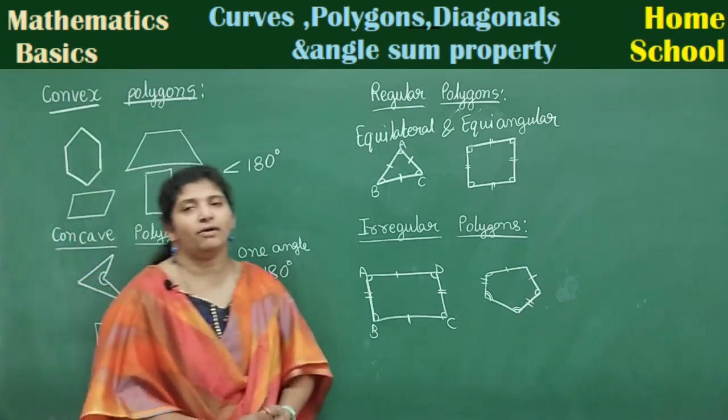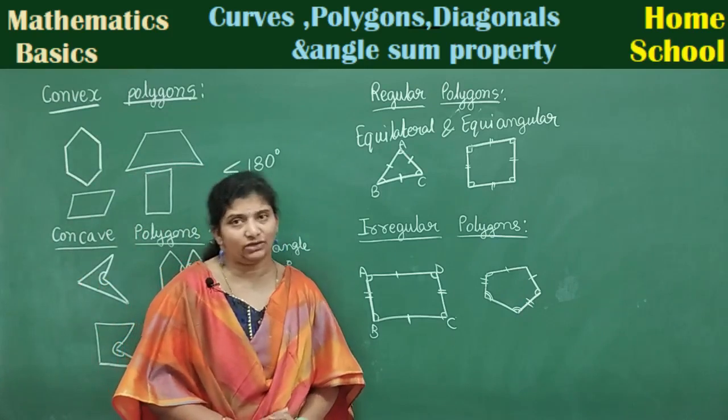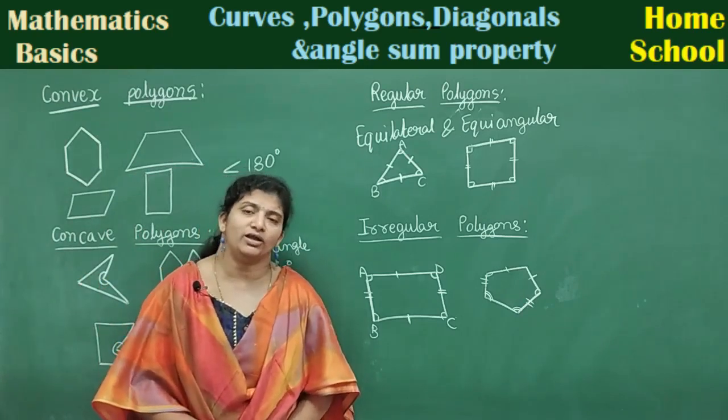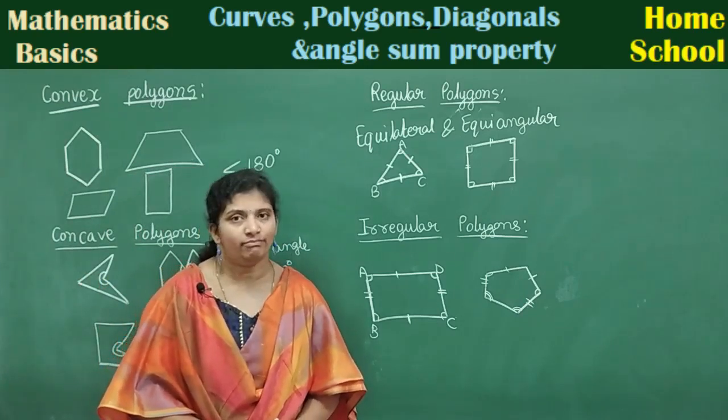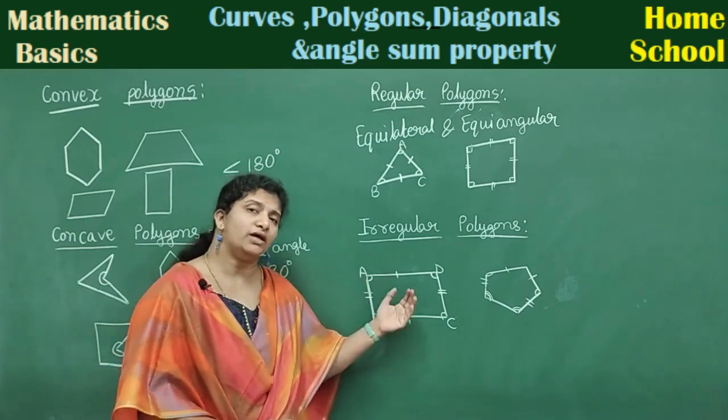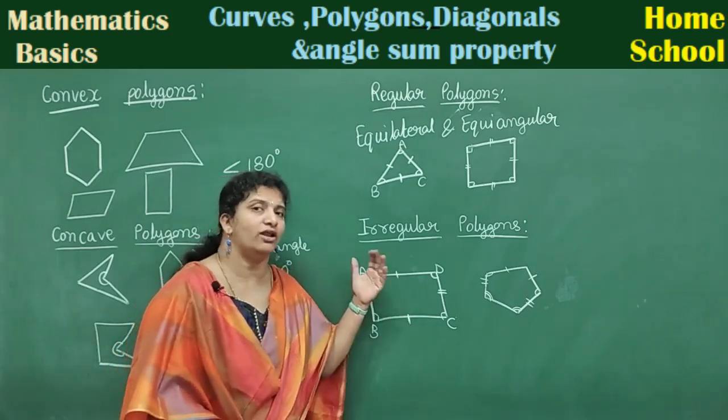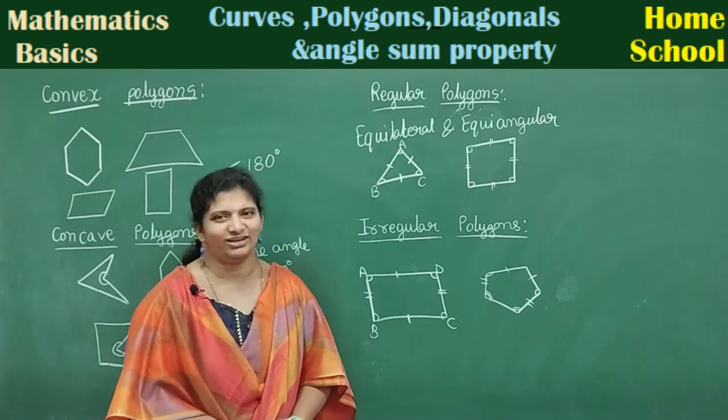Regular polygons: a polygon having both equilateral and equiangular, that type of polygon is called a regular polygon. If a polygon is not regular, then we call it an irregular polygon.